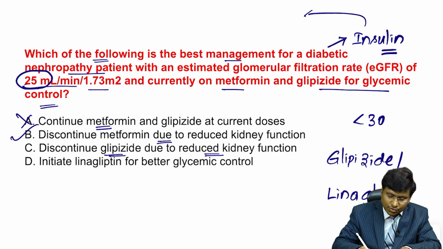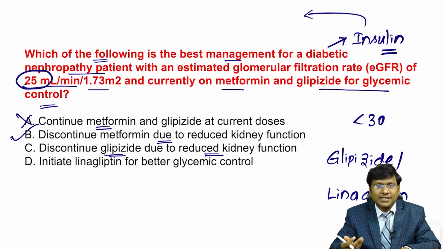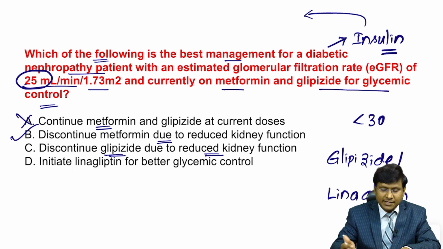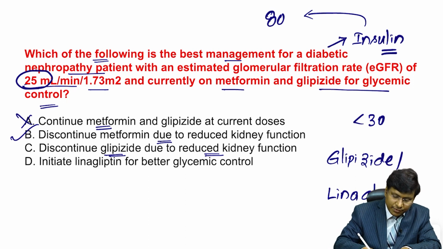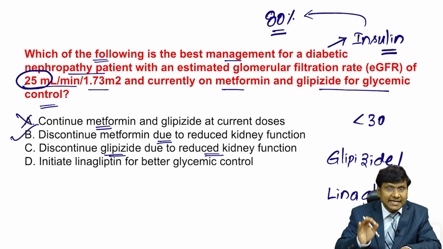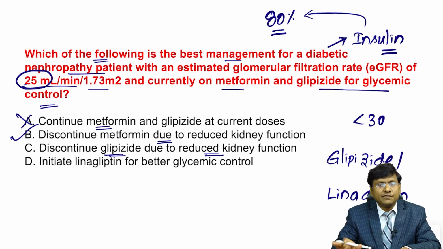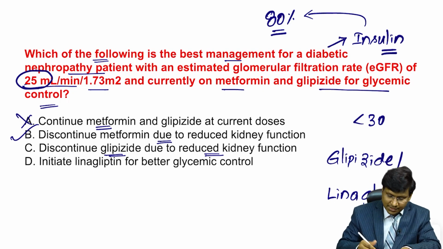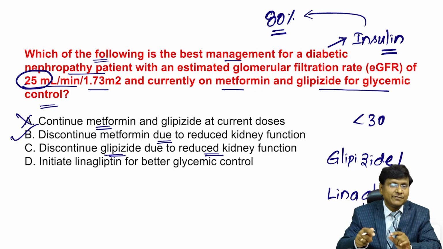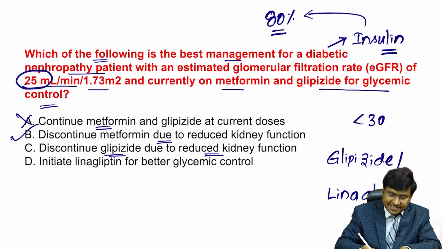And even insulin, you cannot give full dose, because insulin gets excreted through the kidney, and when there is renal failure, the half-life of the insulin increases. So what you have to give is only 80% of the calculated dose of the insulin in case of renal failure, okay? Why? Because the half-life of the insulin is increased, and if you give full dose, there is chance of hypoglycemia. That is the reason why you should give only 80% of the calculated dose.